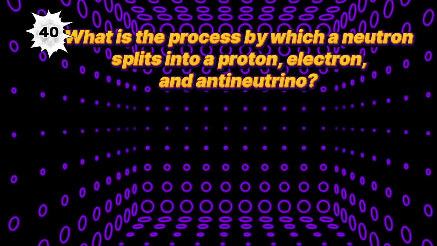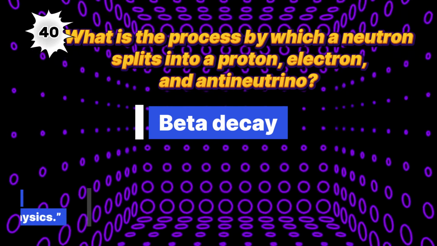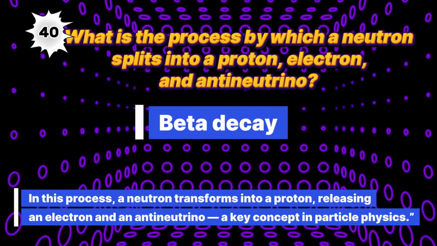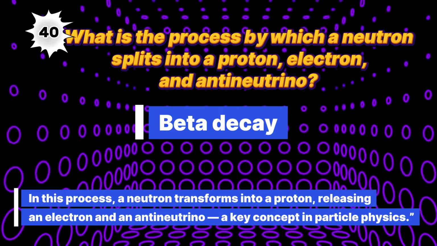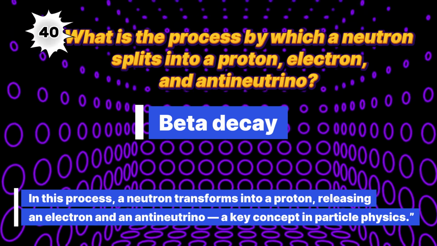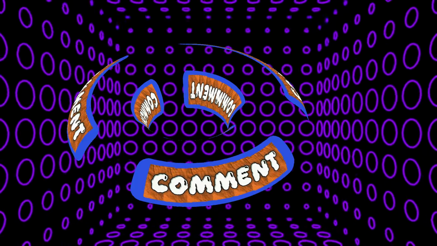The right process is beta decay. In this process, a neutron transforms into a proton, releasing an electron and an antineutrino, a key concept in particle physics.